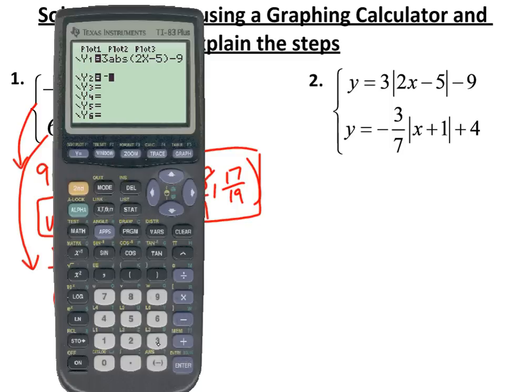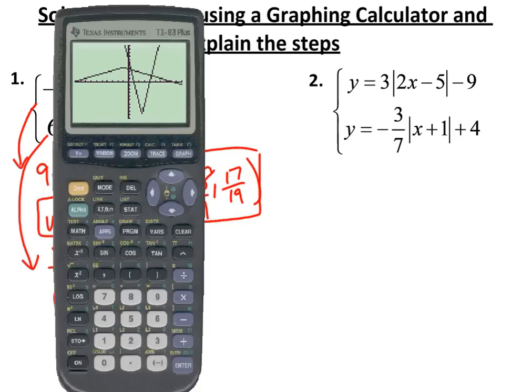And enter, we'll do the same thing, negative. Whenever you start with a negative, make sure you use the negative, not the minus sign. 3 divided by 7. I'm going to go back to math, over to number, and hit enter for absolute value, and hit x plus 1. Make sure I close parentheses, plus 4. So both of those are typed in. Again, my zoom should stay here, but I'm going to show you again, zoom 6. I'm going to see if I can see both my absolute values. And they graph both of them.